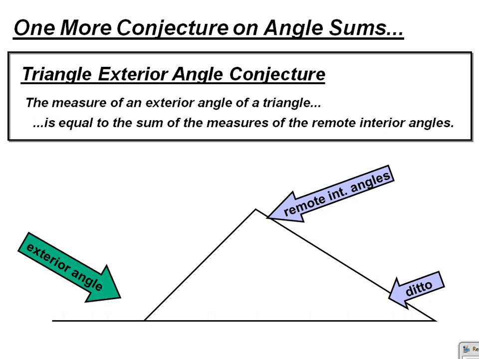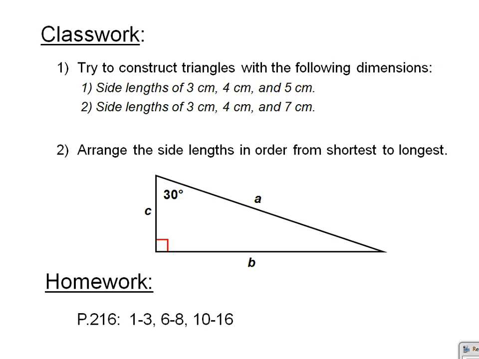So again, the measure of any exterior angle in the triangle is equal to the sum of the measures of the remote interior angles. So for example, if these two remote interior angles were 100 degrees and 30 degrees, then the measure of the exterior angle must be 130 degrees. Thus concludes today's lesson.